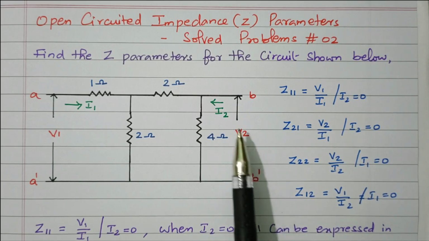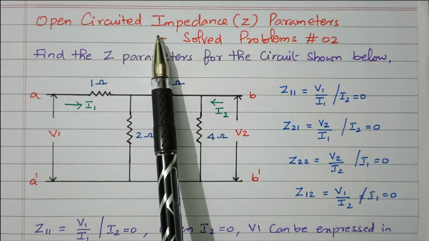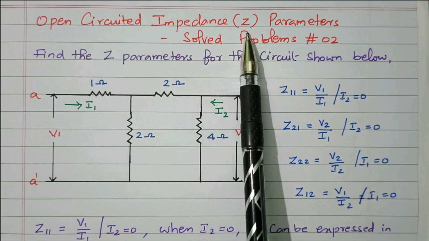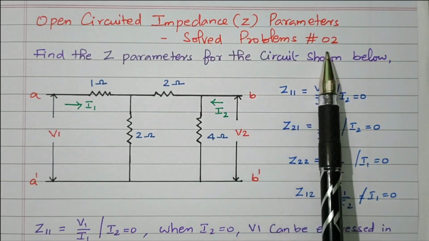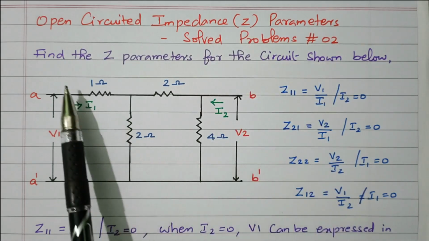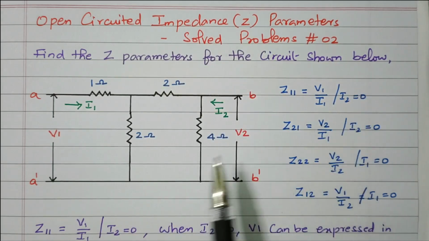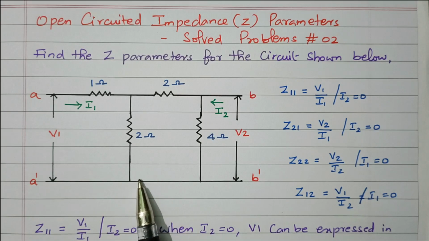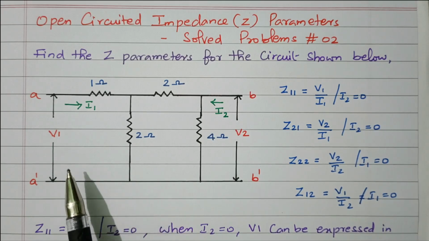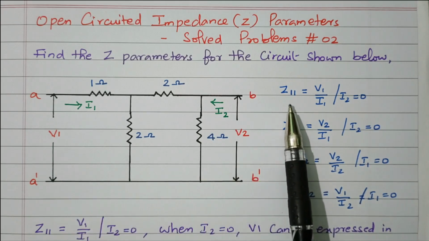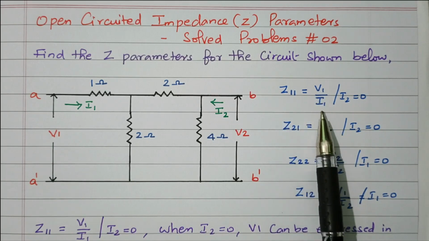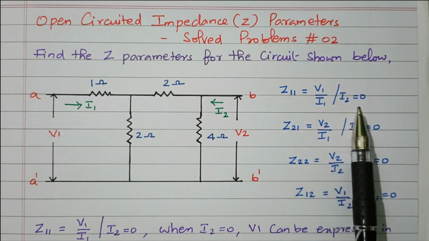Now we'll go to the topic. Open circuited impedance parameter, Z parameter, solved problem 2. The problem is find the Z parameter for the circuit shown below. So for this network, we need to find the Z parameters. So what are the Z parameters? Z11, V1 by I1 by making I2 equal to 0.